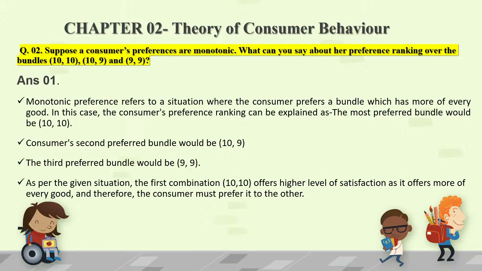So as per this situation, the first combination, 10,10, offers a higher level of satisfaction, and therefore the consumer must prefer it over the other two available bundles.